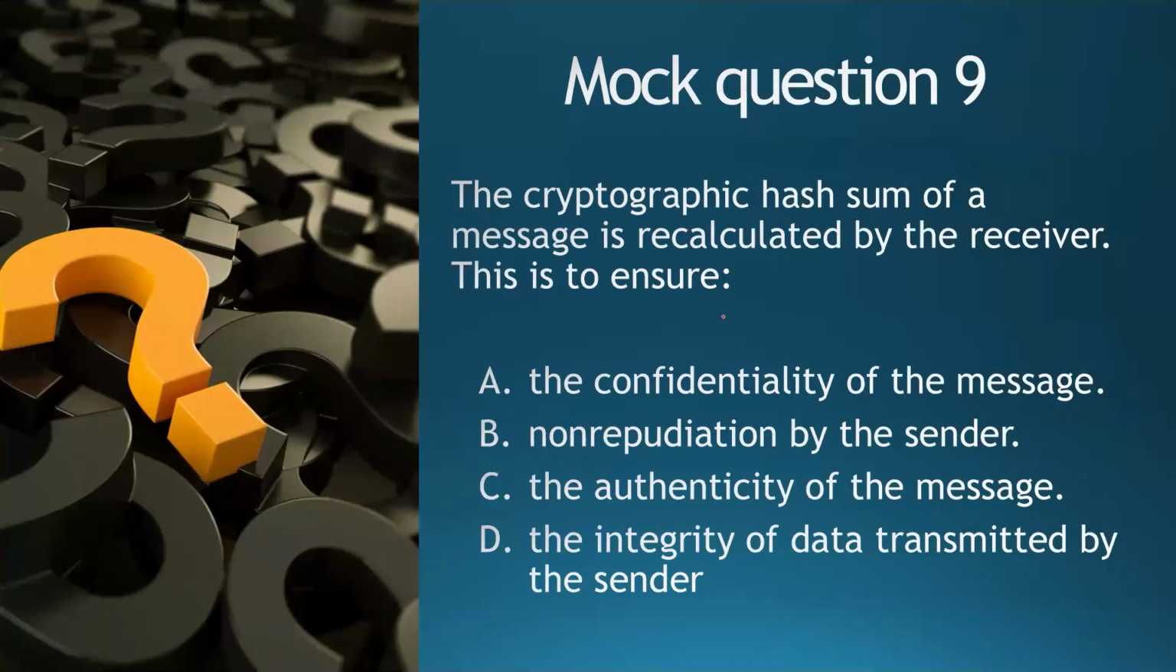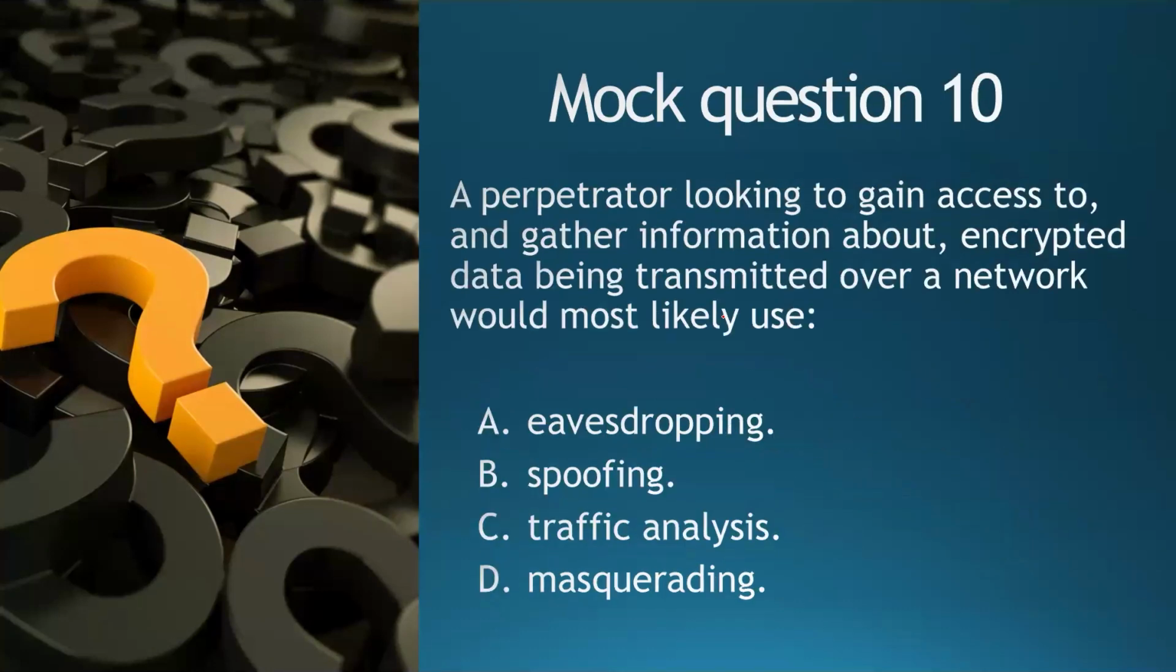Probably this is a repetition of the question. Next question. A perpetuator looking to gain access to gather information about encrypted data being transmitted over the network would most likely use eavesdropping, spoofing, traffic analysis, masquerading.